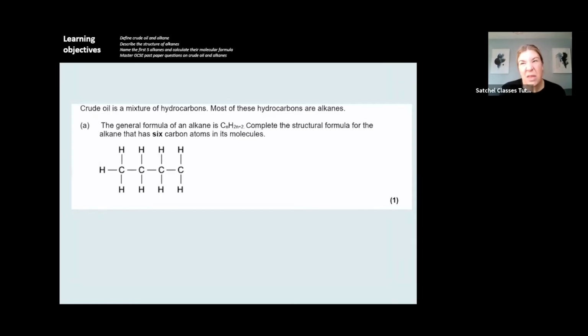Let's have a go at maybe 3 small past paper questions, just to make sure that we can apply it to a GCSE past paper question format. So crude oil is a mixture of hydrocarbons. Most of these hydrocarbons are alkanes. The general formula is CnH2n+2. Complete the structural formula for an alkane that has 6 carbon atoms in its molecules.